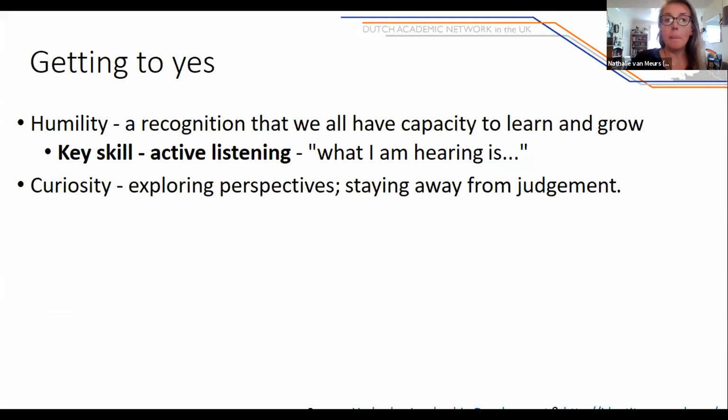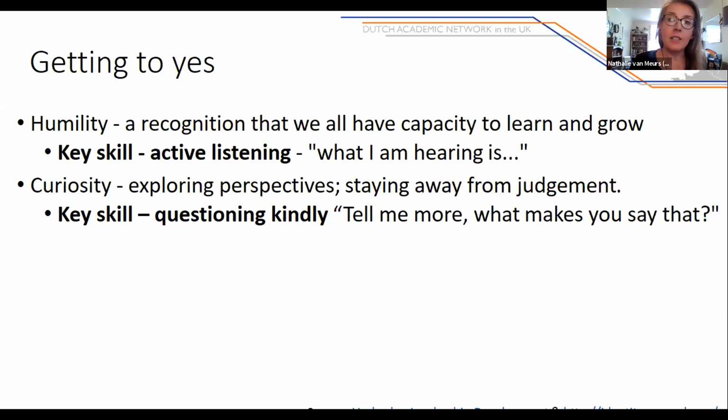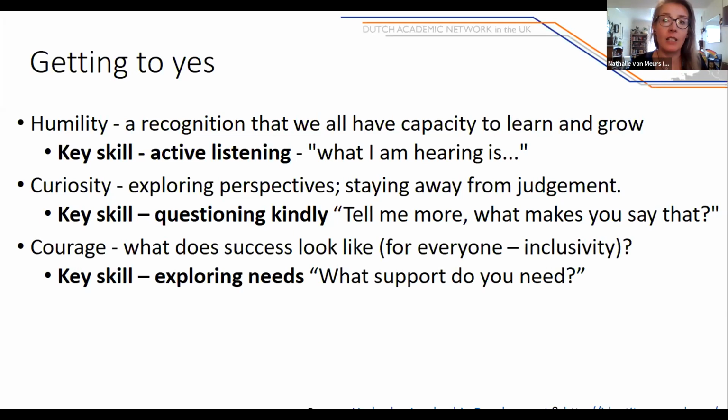You can also try to be curious, but stay away from judgment. So what you can do is question kindly. Instead of asking what, you might say, tell me more, what makes you say that? Then it takes a bit of courage. We don't know what success looks like for everyone. So we need to be inclusive and ask people what kind of support they need and not make any assumptions about gender or any other kind of indicator.